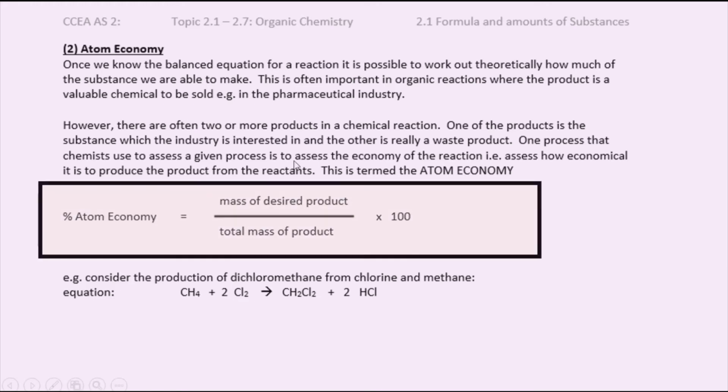So the idea of it is that you look at the equation. This is all obtained from the actual equation. You look at what you're trying to produce, what we call the desired product, so the substance that you're trying to make by the reaction, and you express it as a percentage of the total mass. Now, usually with most of these, they'll talk about the total mass of product, and that is a wee bit easier to calculate, as you'll see with examples underneath it. And then to turn it into a percentage, multiply by 100.